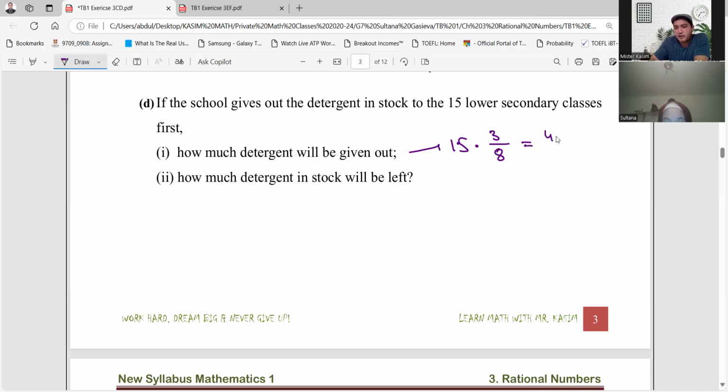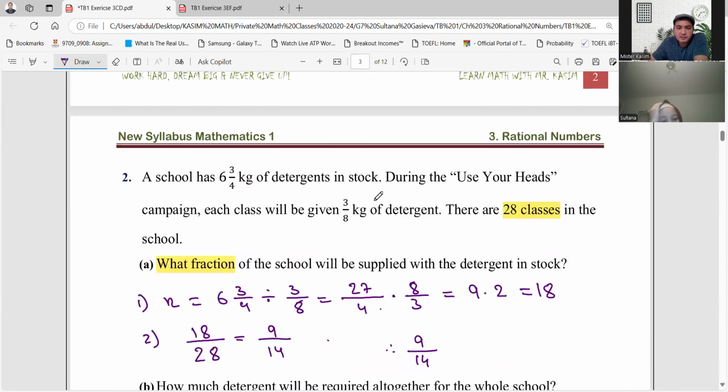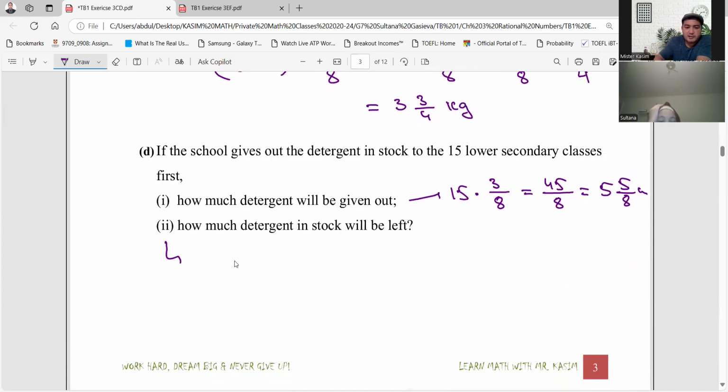15 times 3 is 45 over 8, right? And if you divide 45 by 8, it is 5 and 5 over 8 kg, right? And how much detergent in stock will be left? To answer this question, how much did we have at first? 6 3 over 4. So we had this much, 6 3 over 4. And now this 5 and 5 over 8 was given out. So we should find this difference.